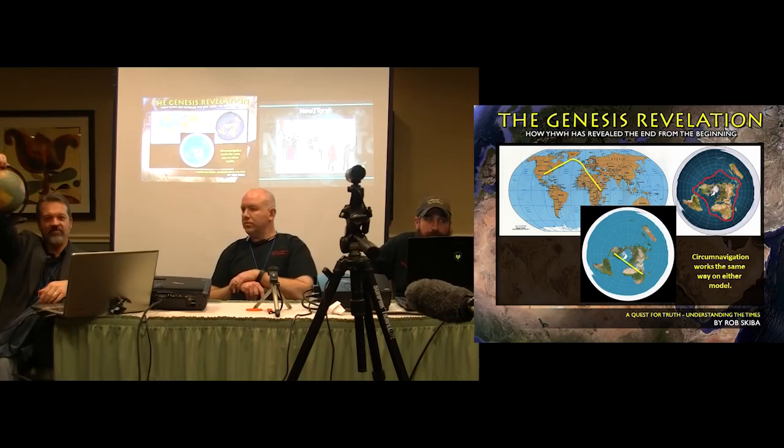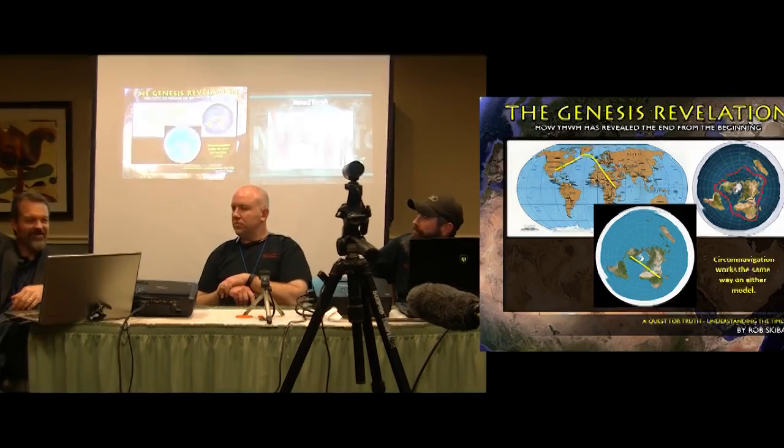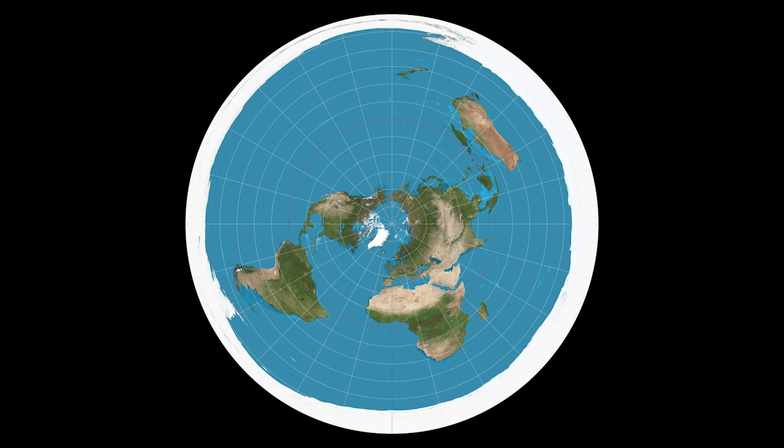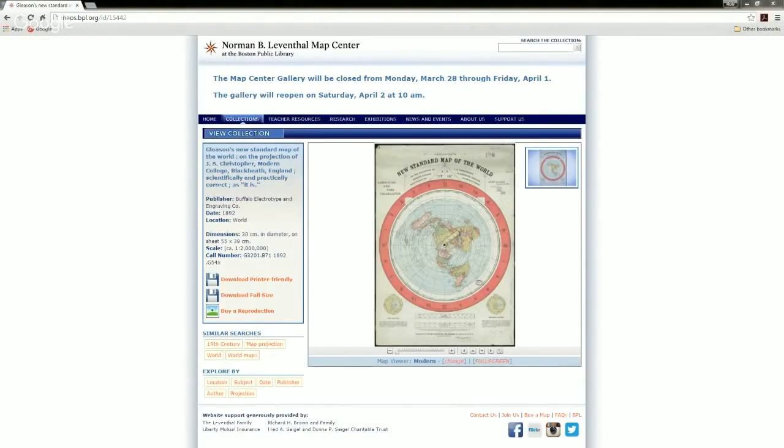I do believe that the AE map, as it is being used today, is a representation of a polar azimuthal equidistant map based on the projection of a flat plane circular map from a globe. That's the way it's used today. However, I'm beginning to question that whole idea and taking another look at the azimuthal equidistant map, specifically the new standard map of the world, or the Gleason flat Earth map, as it's becoming known these days.